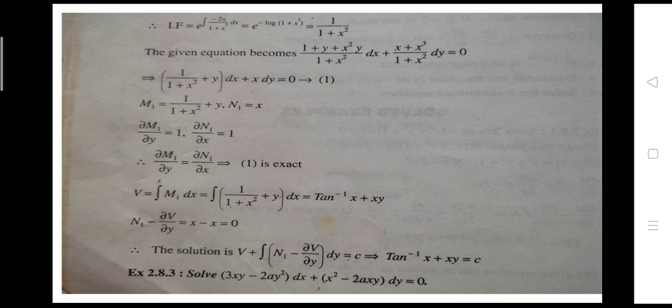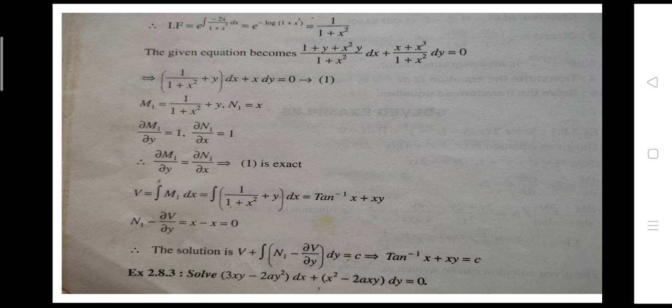Here the integral of 1/(1+x²) dx is tan inverse x, and the integral of y dx is xy. And we also find N1 minus ∂v/∂y. What is the N1 value? N1 is equal to x, and the ∂v/∂y value is equal to x only. So x minus x is equal to 0.